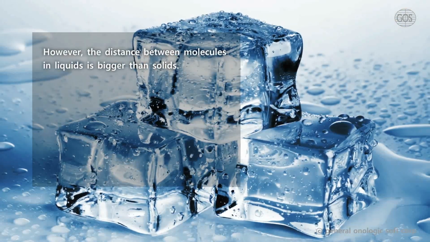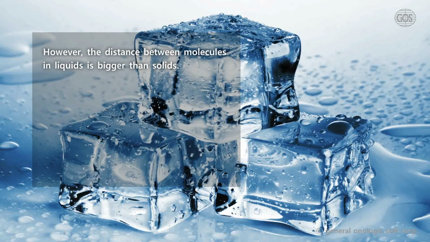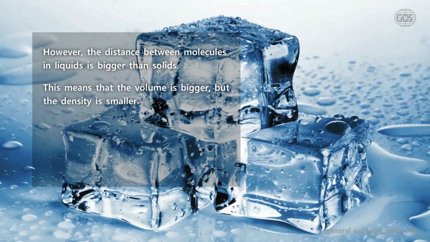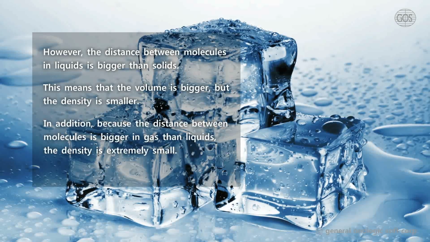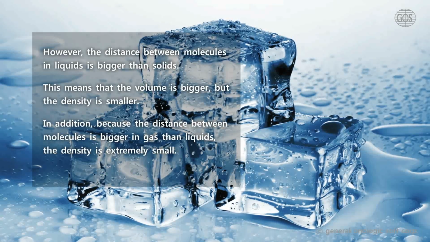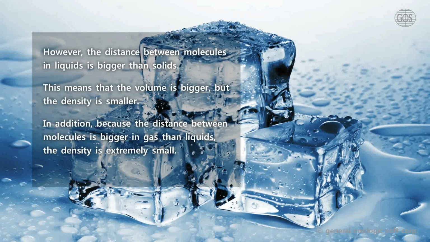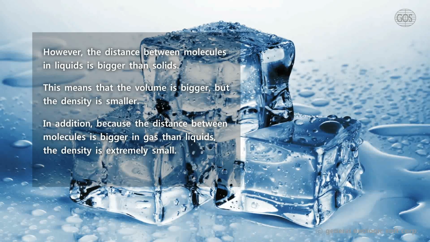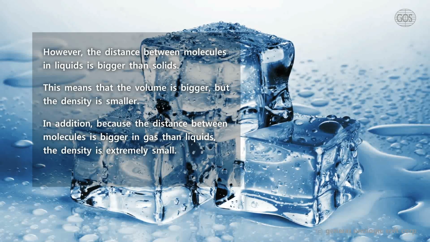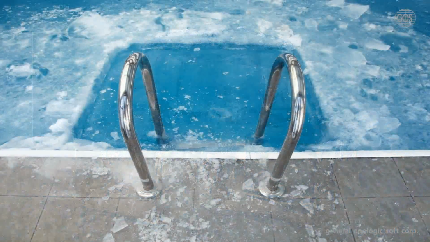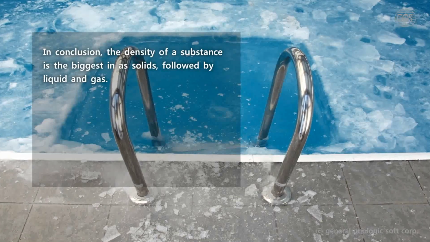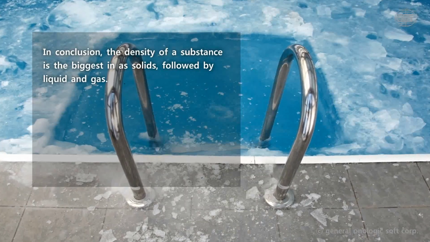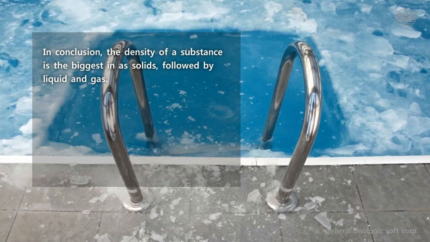However, the distance between molecules in liquids is bigger than solids. This means that the volume is bigger, but the density is smaller. In addition, because the distance between molecules is bigger in gas than liquids, the density is extremely small. In conclusion, the density of a substance is the biggest in solids, followed by liquid and gas.